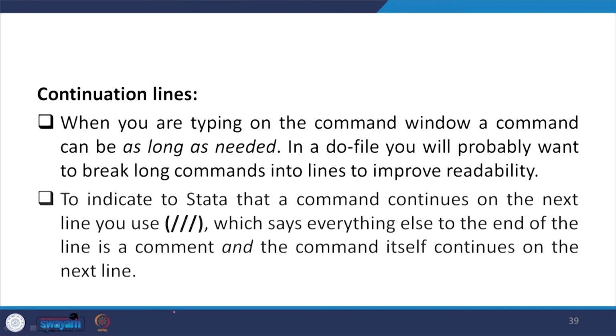To indicate to Stata that a command continues on the next line, you use it when the command is pretty long and very difficult to read. Simply enter a triple forward slash and start with the next line. That basically breaks the command, and Stata reads it in continuity. These three slashes mean that Stata reads the command continuously.